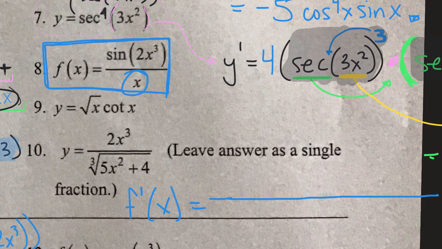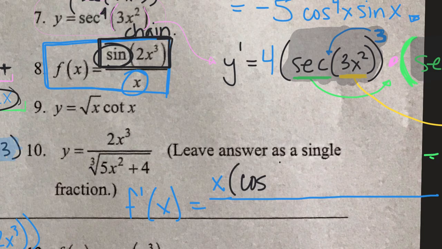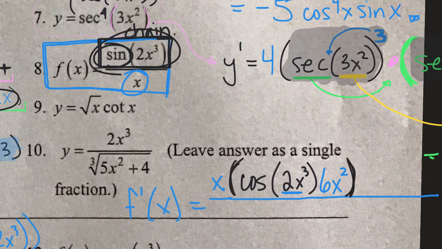So our low function, your denominator, is x times the derivative of sine of 2x cubed. When we take the derivative of this, we're going to use the chain rule. So we start off with what's the derivative of sine? The derivative of sine is cosine of 2x cubed. And now what's the derivative of 2x cubed? 6x squared. So that's all for the derivative of sine of 2x cubed, all three of those parts.